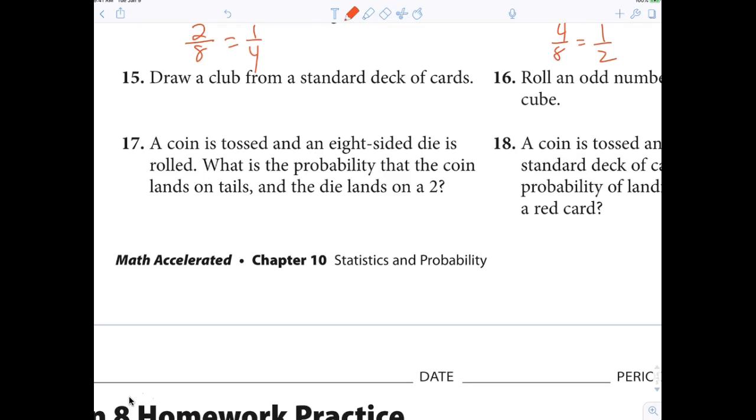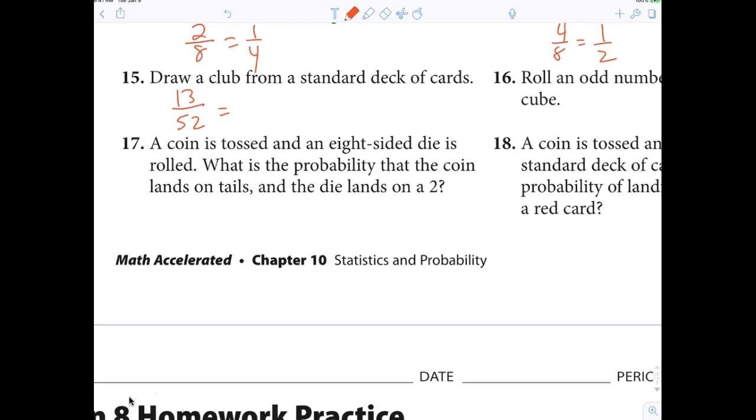Bradley, if I want to draw a club from a standard deck, how many clubs are in the deck? 12? 11? I think it's 13, isn't it? Yeah, 13, right? So there are 13 clubs out of how many? 52.